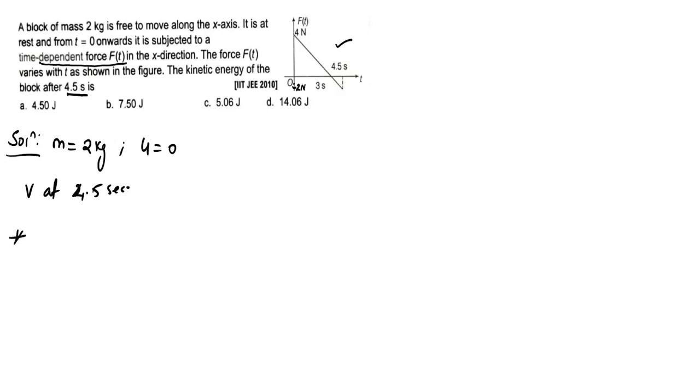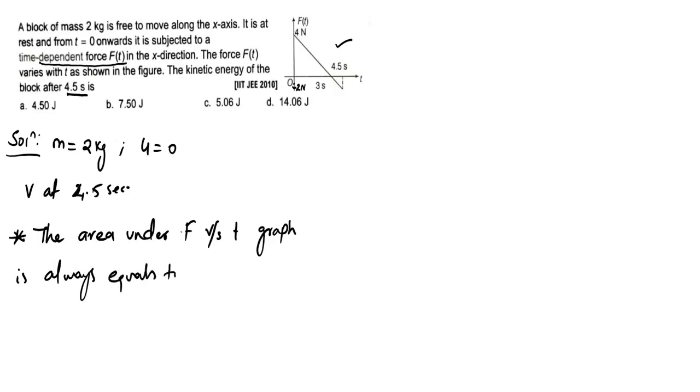A very important rule: when you see a force versus time graph, the area of this force versus time graph always gives the change in the momentum of the system. So you need to write this: the area under F versus t graph is always equal to change in momentum.